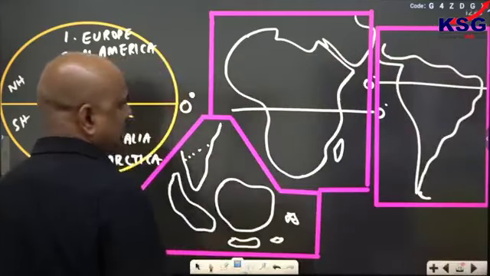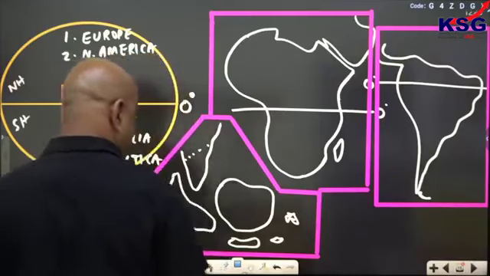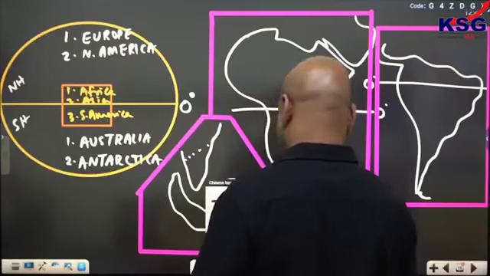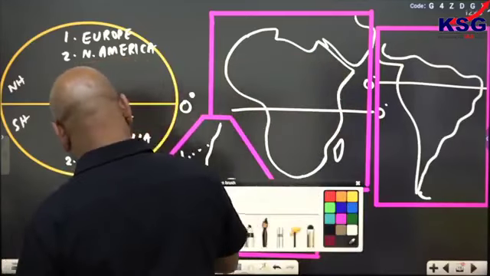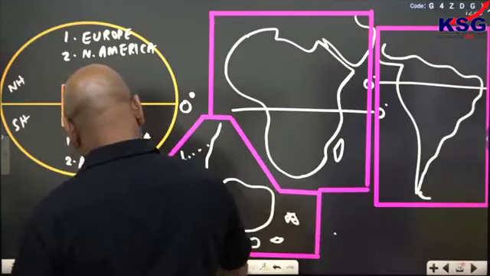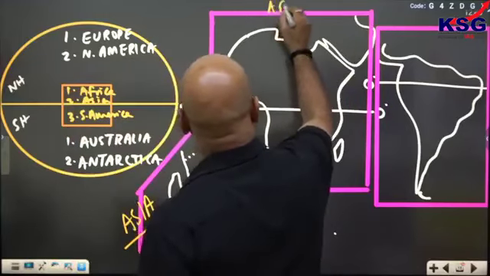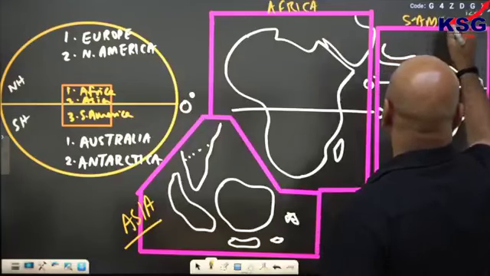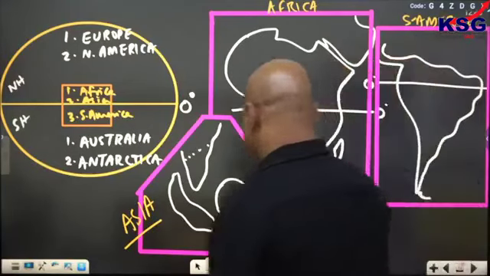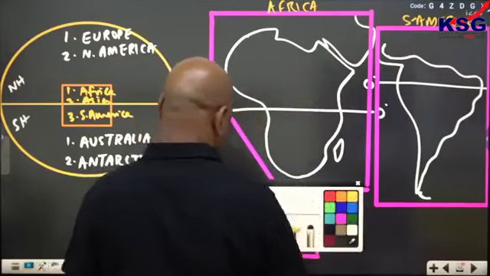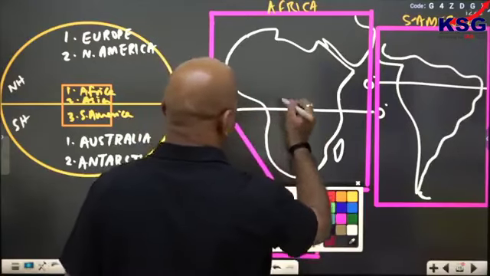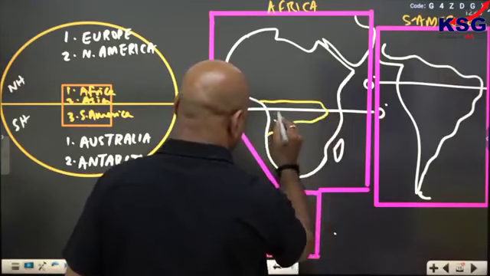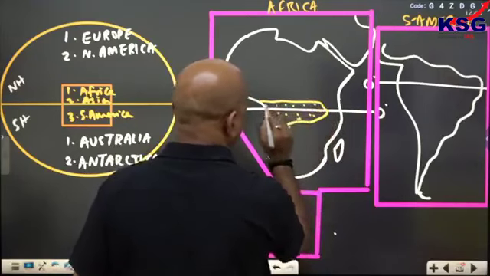See, I have made 3 blocks here. This region is the Asia part. Here is Africa, and this one is South America. Now, in which continent and which countries will you have this type of climate, we'll see here. In this region, we have the equatorial climate.